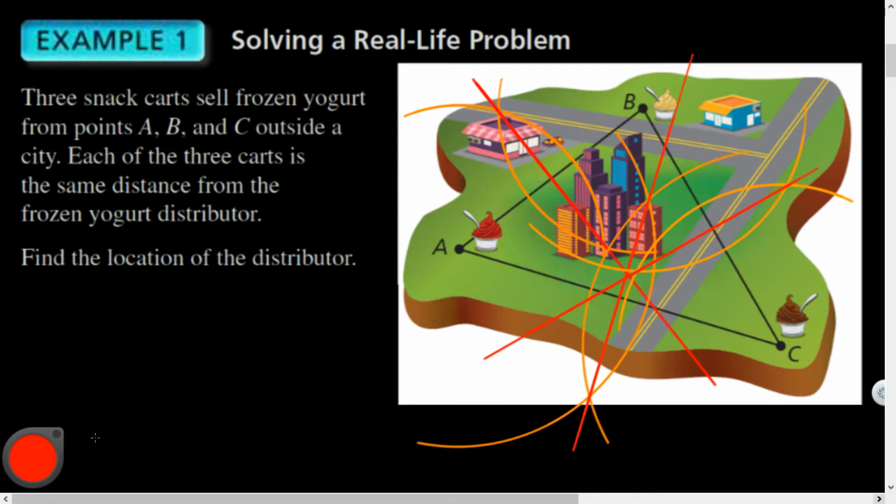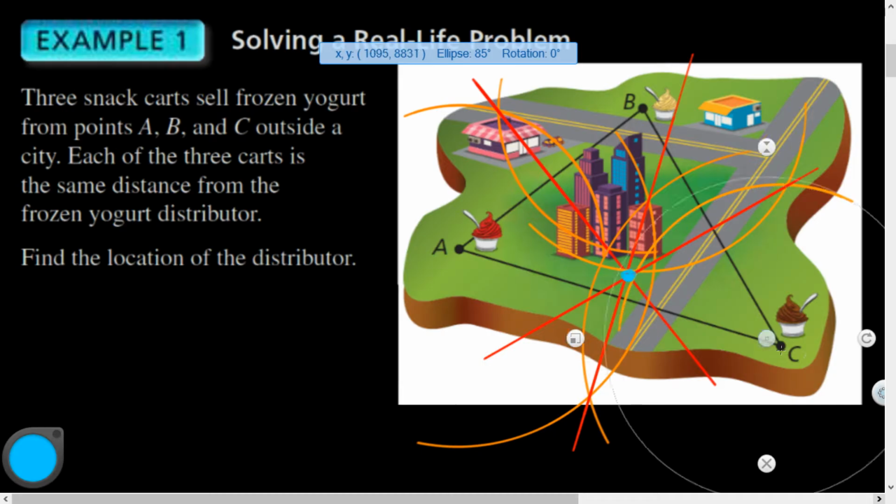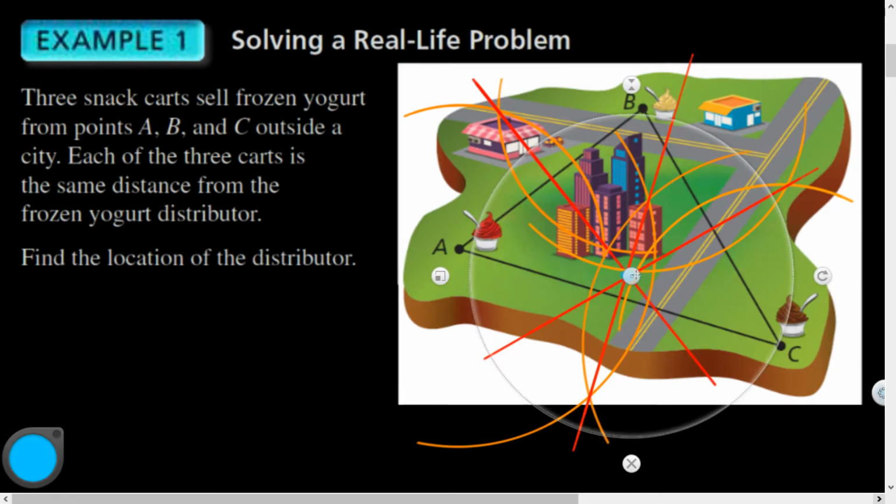All right, so right here, this point is where all of the frozen yogurt should come from. This point of concurrency will be equidistant from A, B, and C. Actually, let me just show that to you, prove it. I could show it visually to you. Wow, that would be such an elegant way to do it.